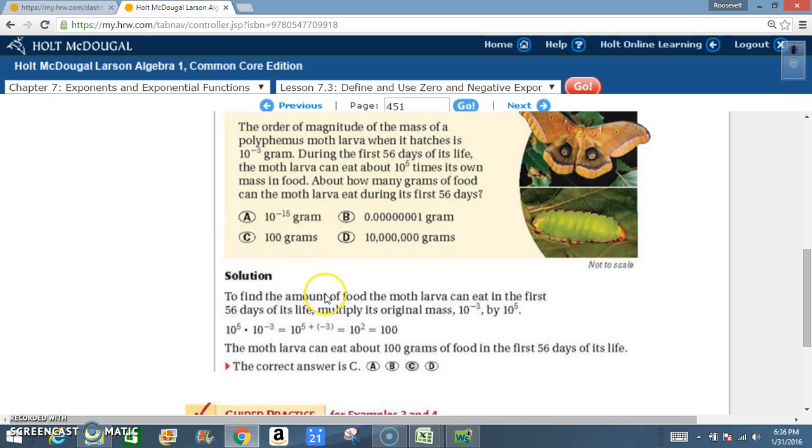Solution: to find the amount of food the moth larva can eat in the first 56 days of life, multiply its original mass, 10 to the negative 3, by 10 to the 5th. So 10 to the 5th times 10 to the negative 3 is equal to 10 squared, which is equal to 100. The moth larva can eat about 100 grams of food in the first 56 days of life. So the correct answer choice would have been C.